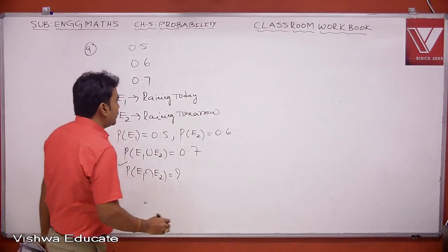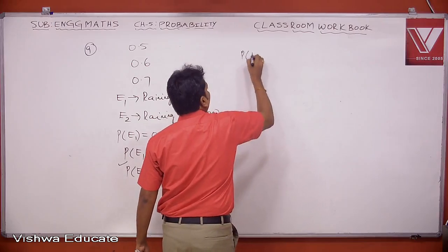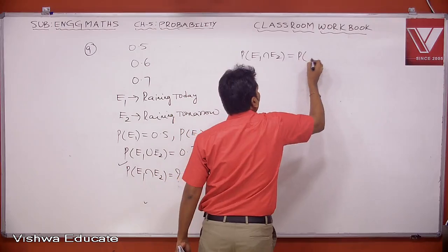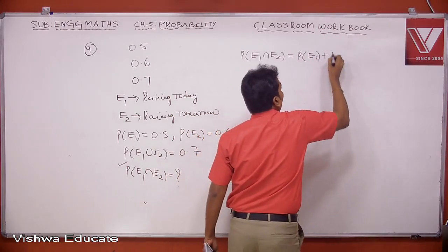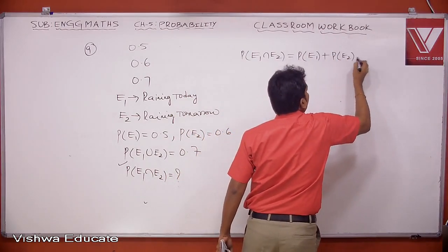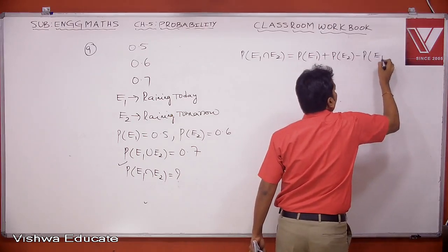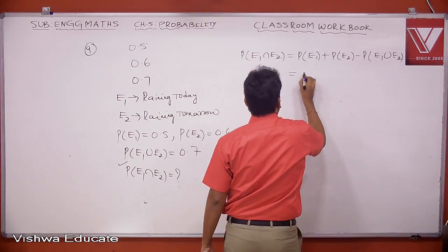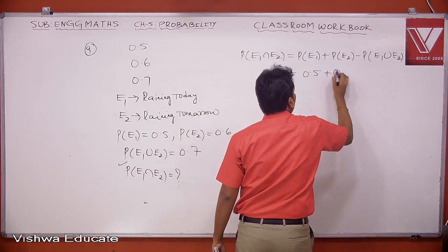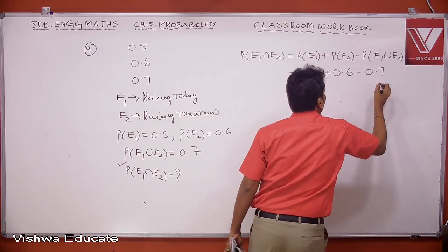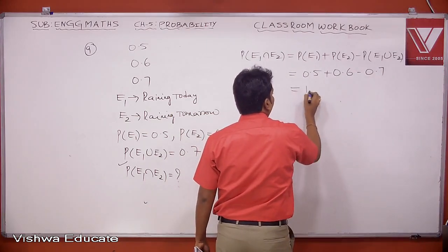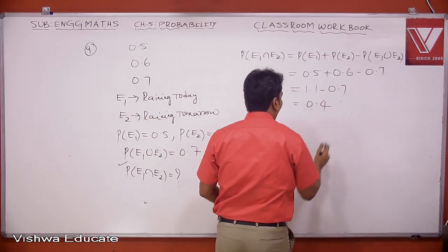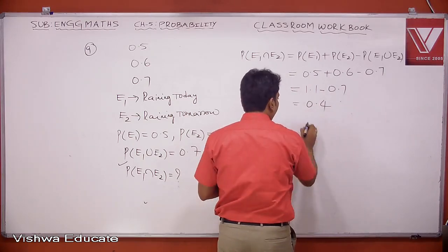So P of E1 intersection E2 is given by P of E1 plus P of E2 minus P of E1 union E2. Here P of E1 is 0.5, P of E2 is 0.6, minus P of E1 union E2, which is 0.7. So this is 1.1 minus 0.7. Therefore this is 0.4. So option D is the right answer.